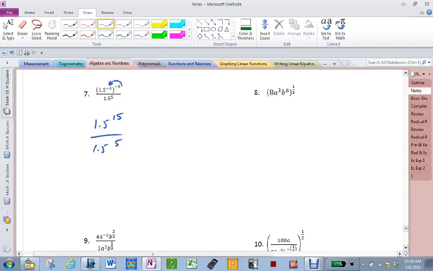Are those the same base? Yeah. So what do I do? Subtract. Subtract 1.5 to the 15 minus 5, which is 1.5 to the 10th. Do I leave it that way? Yes, because this is simplify, not evaluate. Okay?